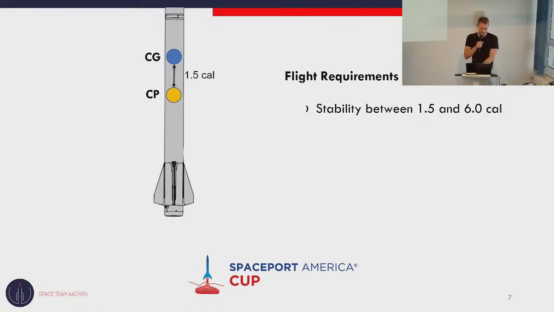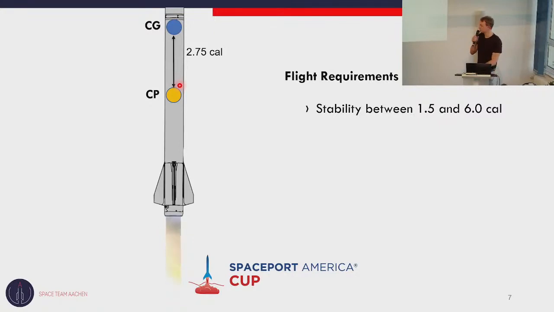So let's see, we have now measured the stability here. That's 1.5 calibers, so that's basically 1.5 times the diameter of the rocket, and that's the distance between these two points. When, for example, the motor starts to burn, you have a movement of the center of gravity upwards, and therefore the stability also increases. So it's not a fixed value.